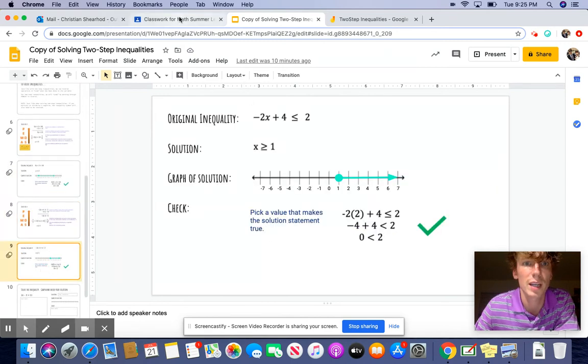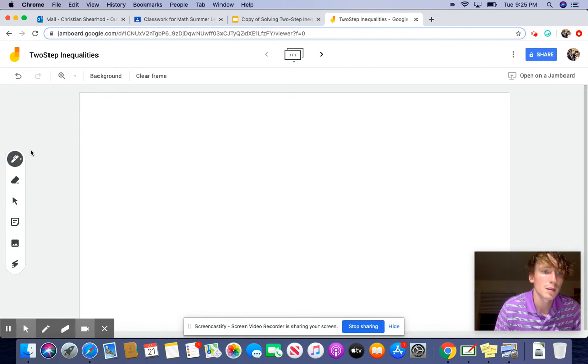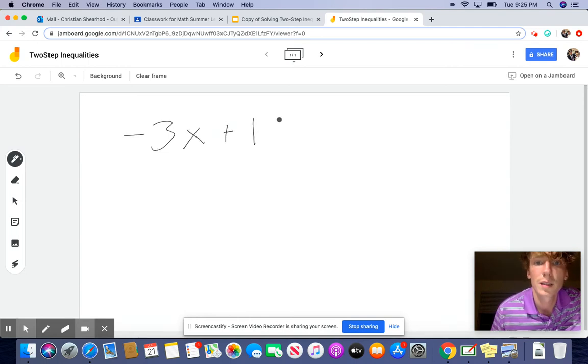All right, let's do one with a negative. Okay, just keep that in mind. There's gonna be a trick to it. So we have, let's do negative 3. It looks awful. Negative 3x plus 1 is greater than or equal to 10.